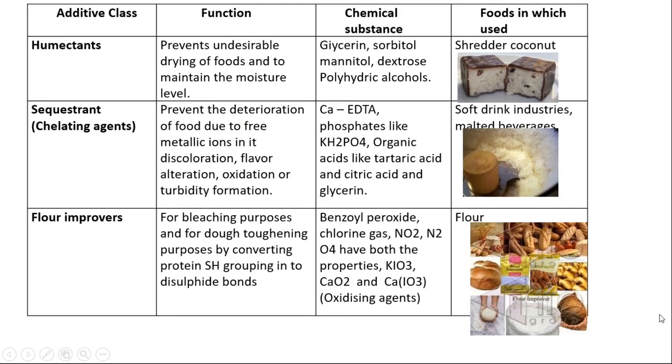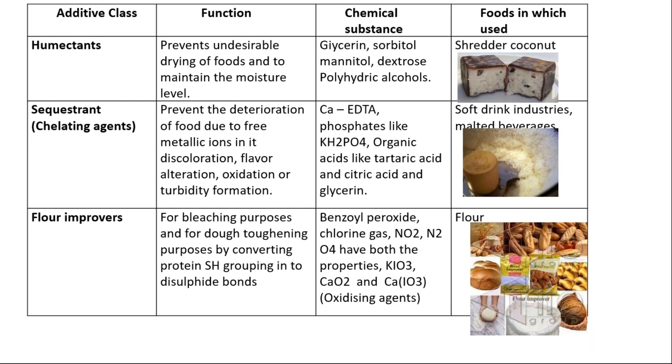Then humectants, these are compounds which are used to prevent the unwanted drying of the foods. So a humectant is the opposite of a drying agent. A humectant is used so that the moisture content is retained and the food will retain its structure. Common humectants are glycerin, sorbitol, mannitol, dextrose, and polyhydroxy alcohols.